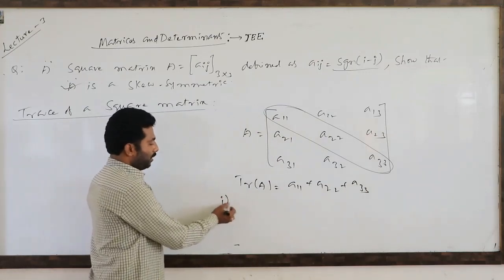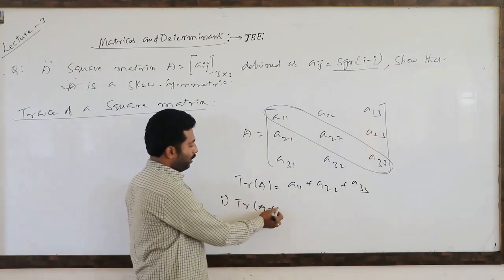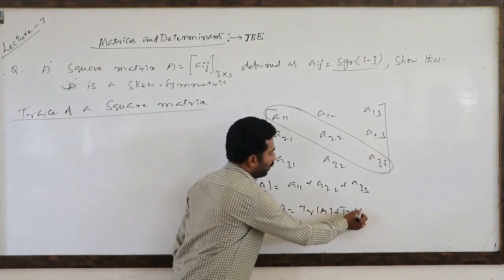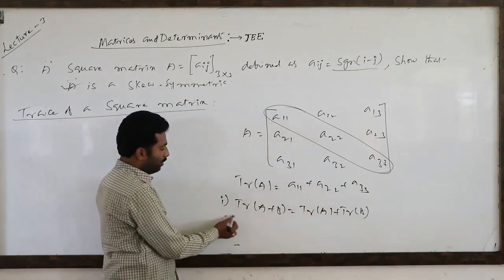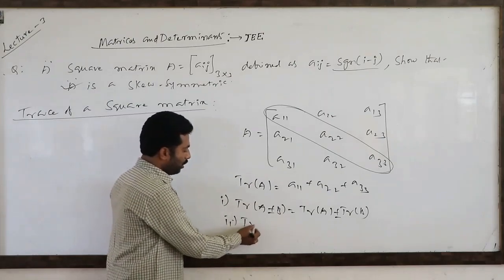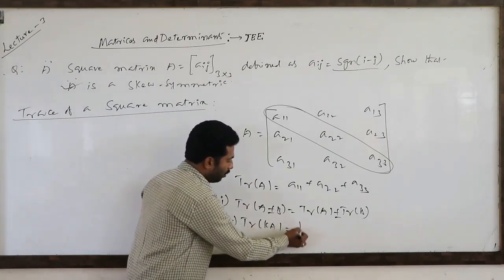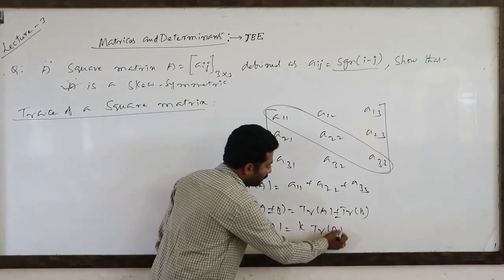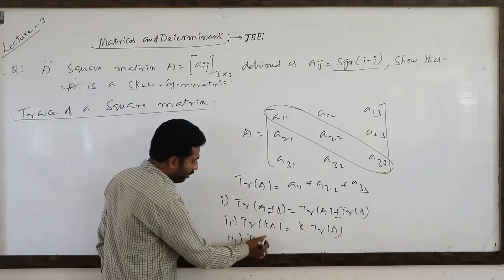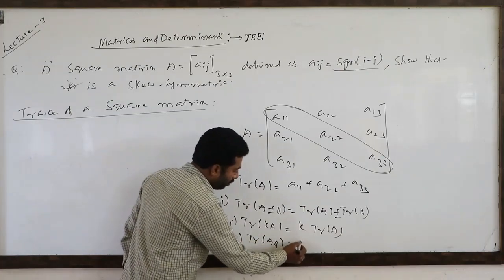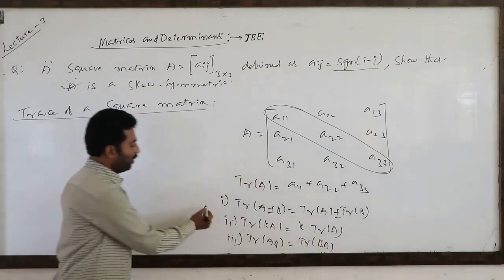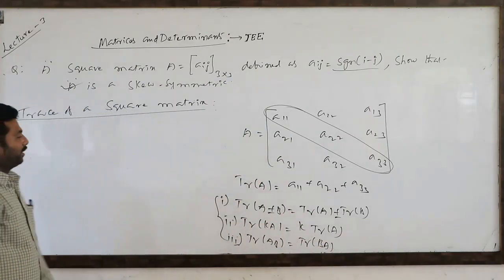So some properties are there. Trace of A plus B equals trace of A plus trace of B. Second, if minus is there, minus also we can write. Trace of K into A equals K into trace of the matrix. Third, trace of AB equals trace of BA. So these are the properties of the trace of a matrix.